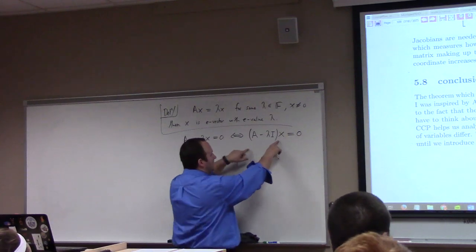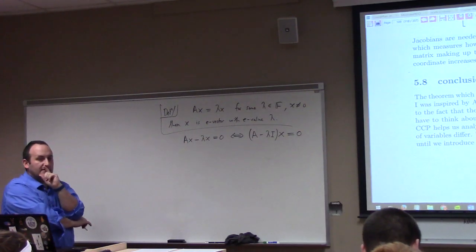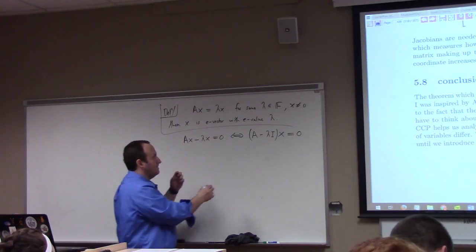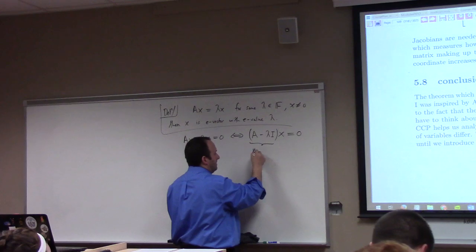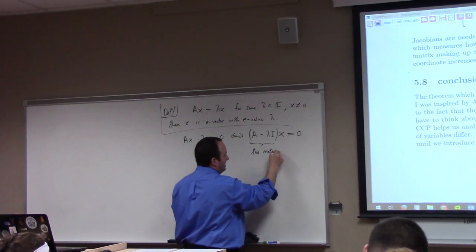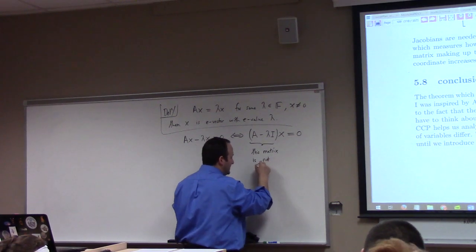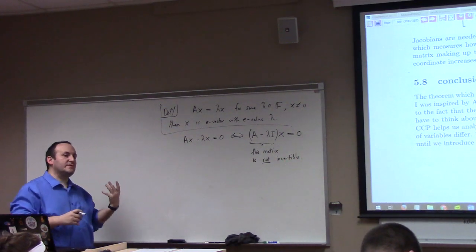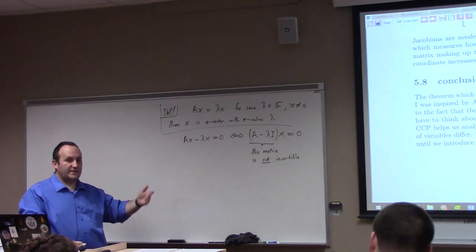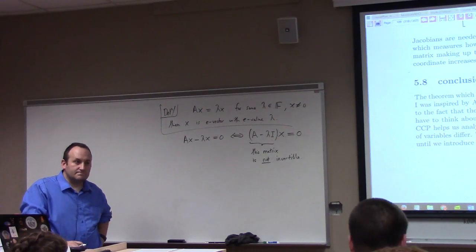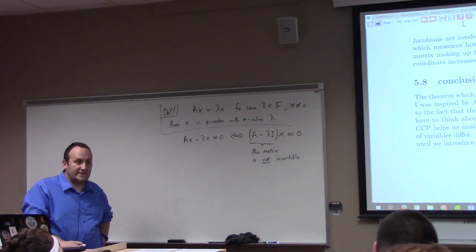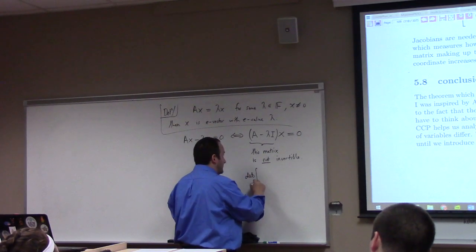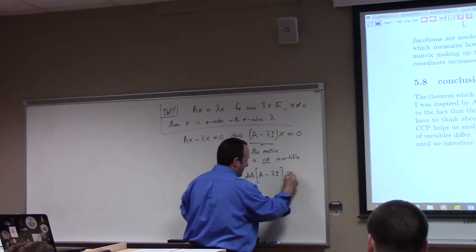And so, wait a minute. Think about this carefully. If x is an eigenvector, what does that say about this matrix A minus lambda I? It is not invertible, right? If that matrix was invertible, I could just multiply both sides by the inverse matrix, and I just have x equal to 0. But we're assuming that there exists an x non-zero, right? So that matrix is not invertible. That means the determinant of A minus lambda I has to be equal to what? 0, right?